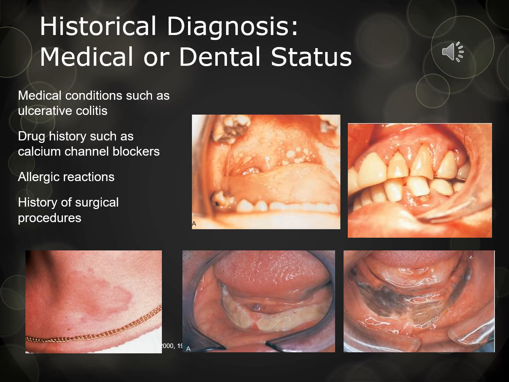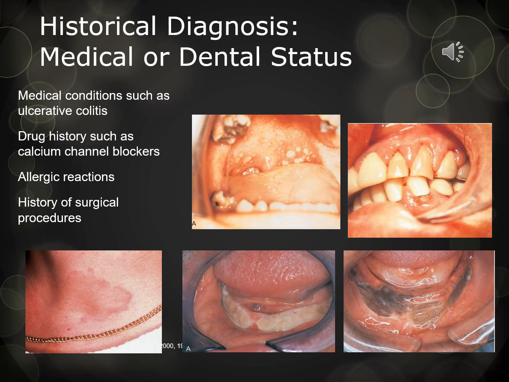To get a more complete historical diagnosis, we want to use medical past and dental status from the patient. An example of this are the ulcerations in the back of the throat on the upper left picture. You see the ulcerations, and from looking at the medical history, you notice that the patient has a problem with ulcerative colitis or acid reflux, which promotes lesions in the back of the throat, such as this, or decalcification of the teeth.